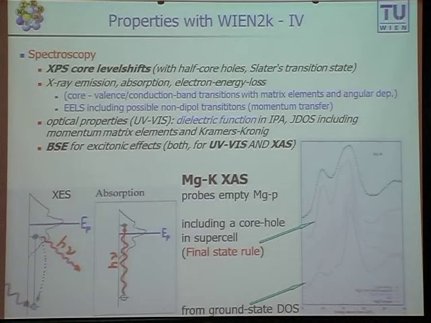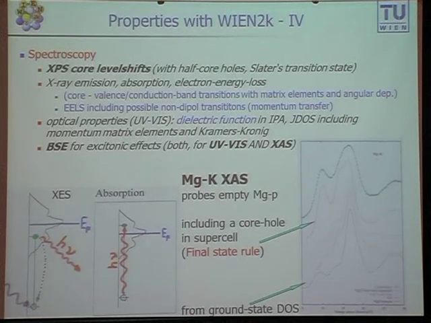Okay, you can do spectroscopy, and again, in principle, that's not valid. Spectroscopy is always excited state properties. But you can do a lot with this. For instance, you can do XPS core level shifts. For this, we use half core holes in Slater's transition state.